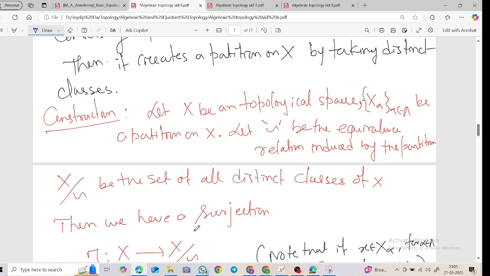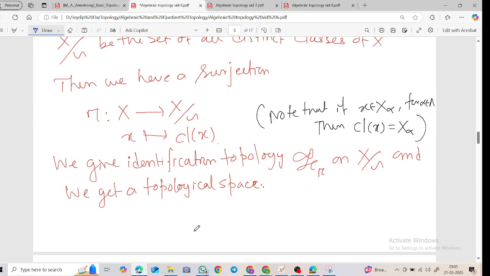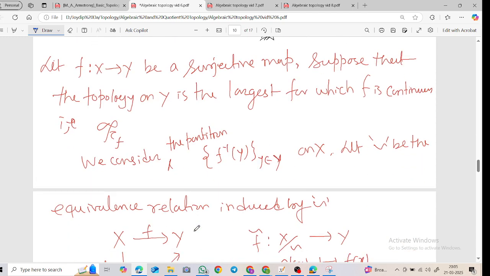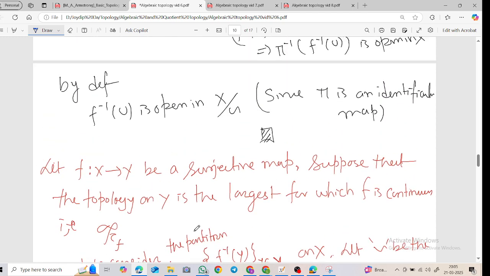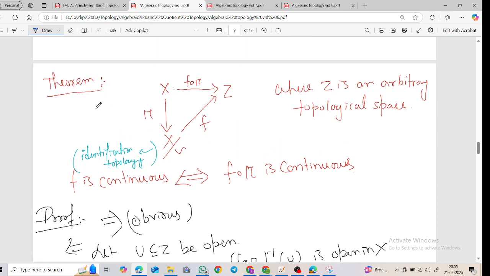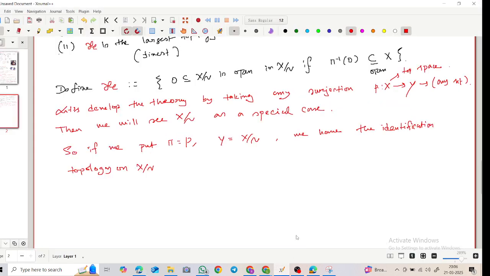Now this is the same thing we did, the construction that we discussed with the partition and all that. From here we will go to the next class. From there we will start the next class, so remind me to start from page 9 of this algebraic topology video 6.